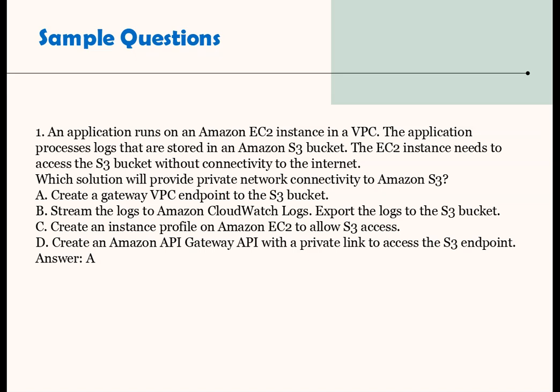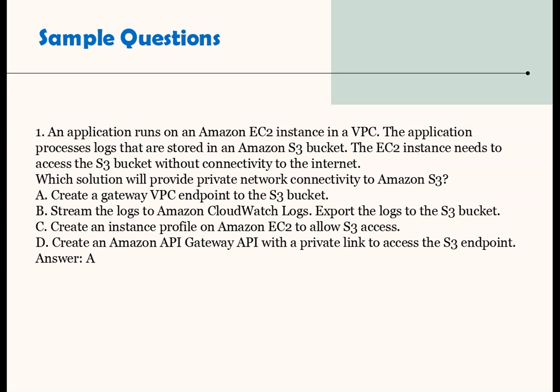1. An application runs on an Amazon EC2 instance in a VPC. The application processes logs that are stored in an Amazon S3 bucket. The EC2 instance needs to access the S3 bucket without connectivity to the Internet. Which solution will provide private network connectivity to Amazon S3?